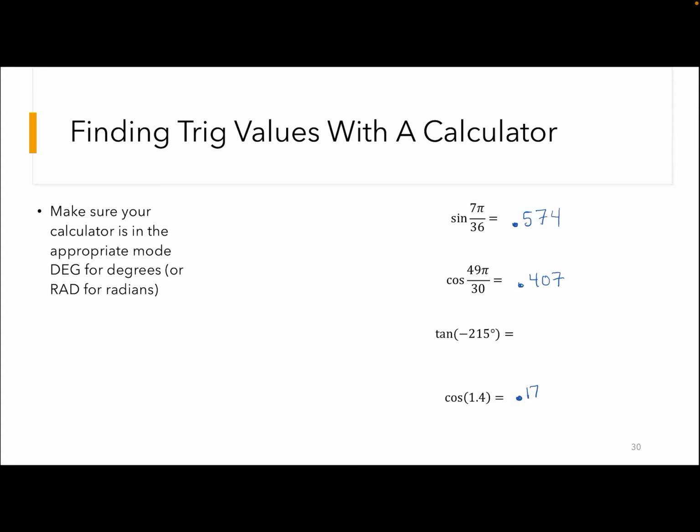Now for tangent, we want the tangent of negative 215 degrees, so we go back and put the calculator in degree mode. Do that and put in the tangent of negative 215. The tangent of negative 215 is going to be negative 0.700. All right, so that's doing our trig functions with a calculator.